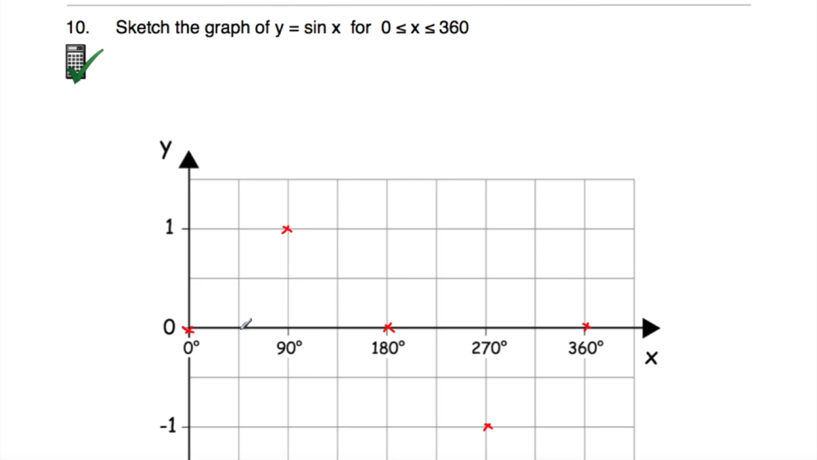Or you could learn where those key points are, and I would actually recommend that to my students, to learn those key points on the sine graph. And then in terms of the curve, let's draw it. And that's it. That's my sketch of y equals sine x, and that's the best I could do on the computer there. Okay, so that's question number 10. And let's have a look at our next question, question number 11.